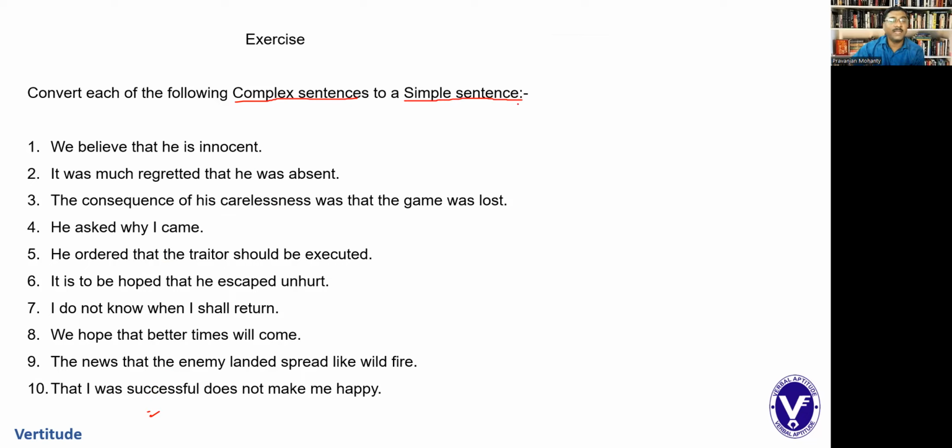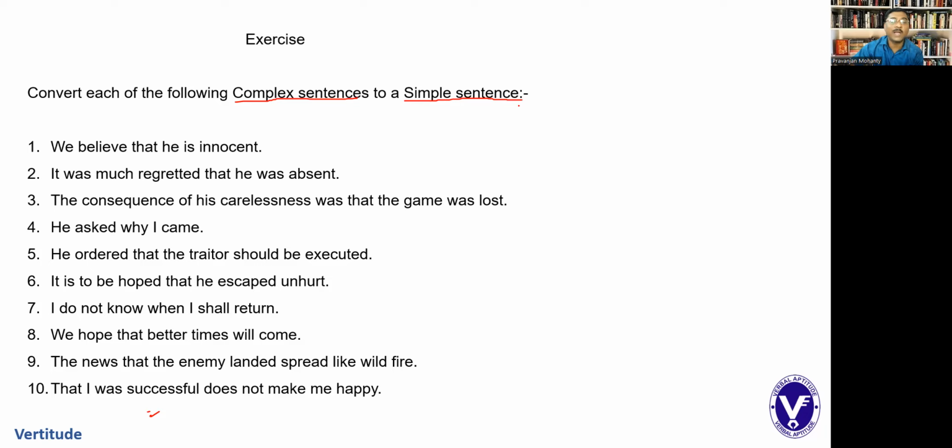We believe that he is innocent. We believed his innocence. It was much regretted that he was absent. His absence was regretted. The consequence of his carelessness was that the game was lost. His carelessness cost us the game.